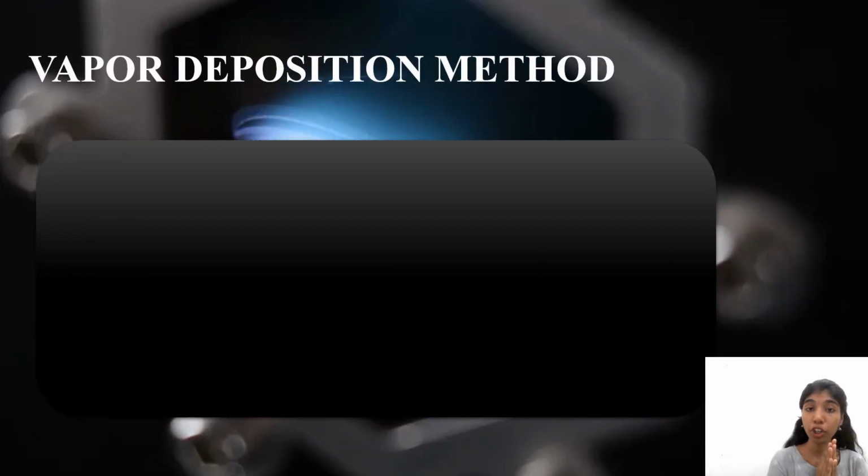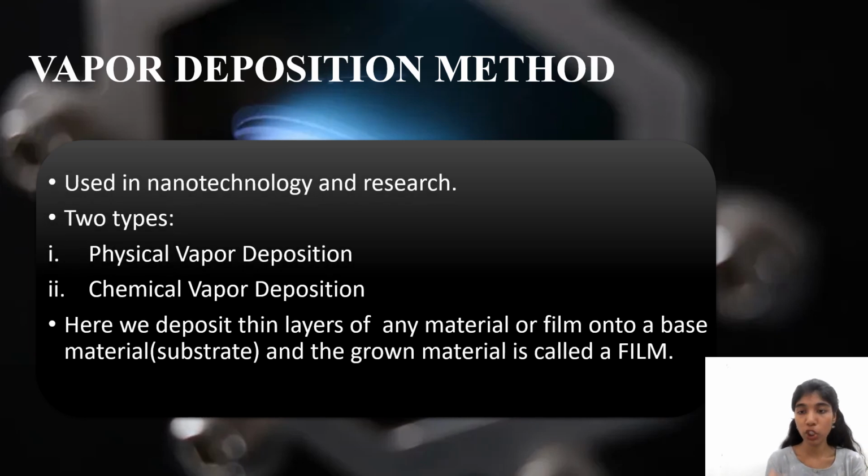Now we'll be talking about the vapor deposition method. This is the most widely used bottom-up approach in nanofabrication, when you're dealing with nanotechnology and research. Basically there are two types of vapor deposition techniques, okay? The physical vapor deposition technique and the chemical vapor deposition, also known as the PVD and CVD methods.